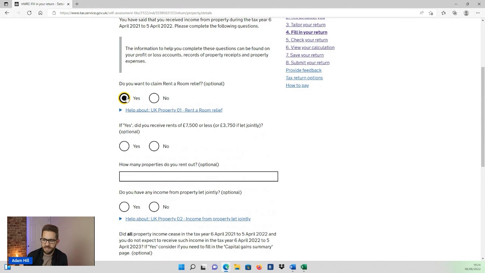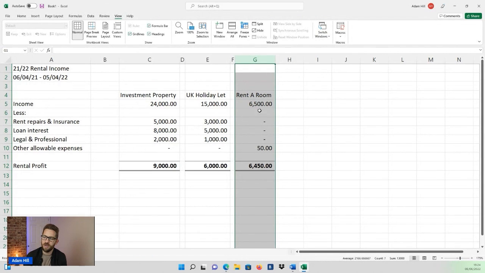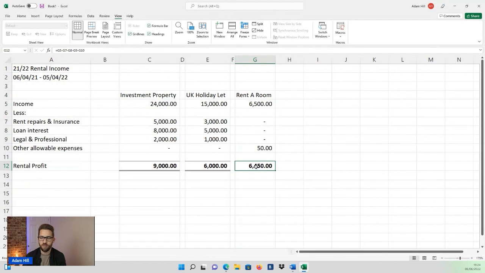So I'm going to say yes to this question because I have rental income relating to a room in my property. If yes, did you receive rents of £7,500 or less? So if you say yes here, which I will, because if you remember, my rental income is £6,500. I do have £50 of expenses, but if they're going to write off the full £6,500 anyway, then I won't be able to claim this £50 of expenses here, which is great for me because you would normally pay tax on the rental profit. But because of that really generous rent-a-room relief, I won't actually pay any tax on this figure here, which is why renting a room in your own home is so beneficial.